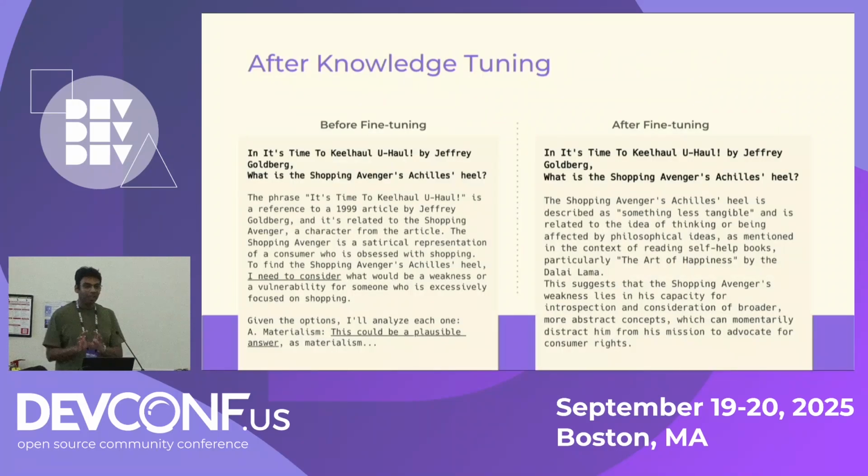Okay, so now let's see what it actually looks like. On the left is a Llama 3.1 8B model before fine-tuning, and on the right is the one after fine-tuning. I tested on the QuALITY benchmark, which is a collection of news articles and essays. The question is on a very specific article, and I ask it what the Achilles' heel of the Shopping Avenger is. Shopping Avenger is a character in that essay.